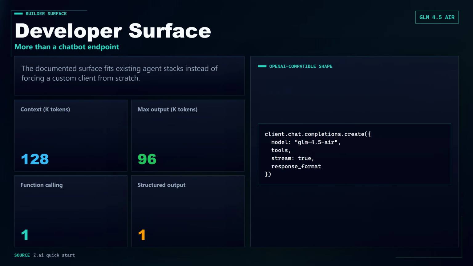The developer surface is broader than a chatbot endpoint. Z.ai documents text input and output, 128,000 token context, up to 96,000 output tokens, function calling, streaming, context caching, structured output, and deep thinking. The quick start path is also familiar, an OpenAI-compatible chat completions API with a Z.ai base URL. For builders, that lowers integration friction. The model can fit into existing agent stacks without every application needing a custom client from scratch.